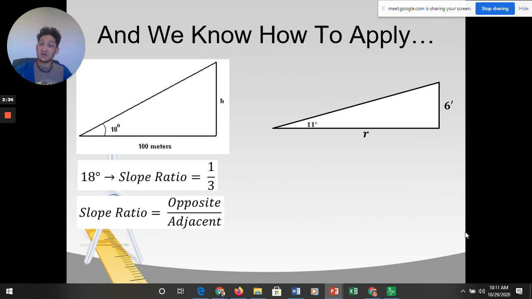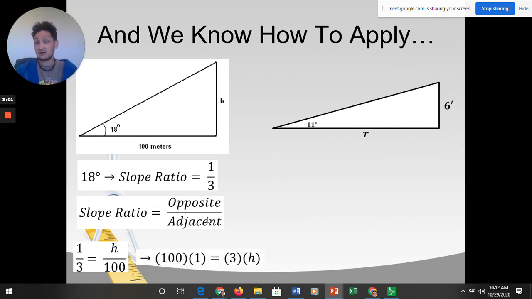So what we did was we combined everything. We recognized that the slope ratio for 18 degrees is 1/3, and a slope ratio is also just the ratio of my opposite side divided by my adjacent side. So we set them equal to one another. Hey! And we cross multiply across an equal sign, and solve.